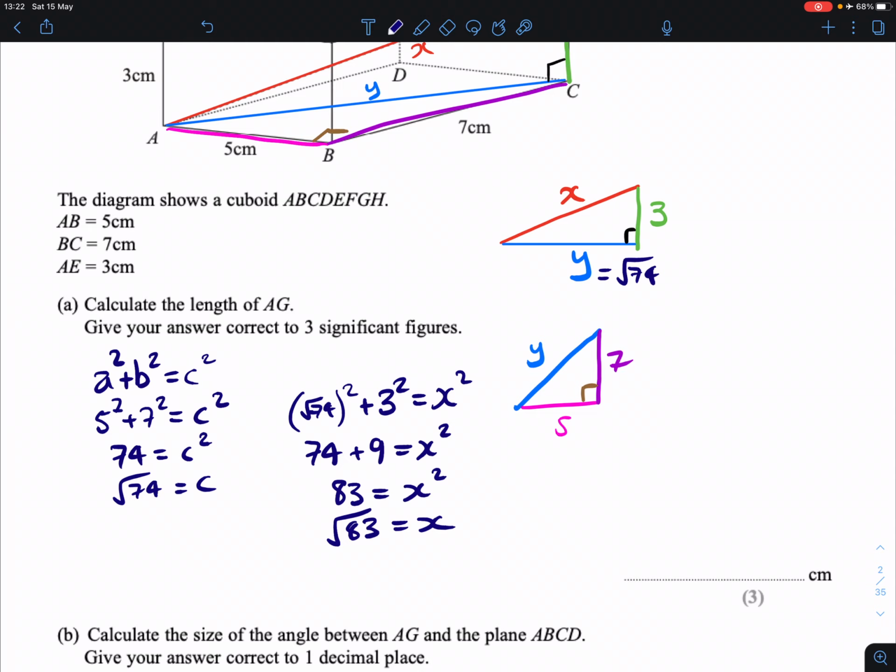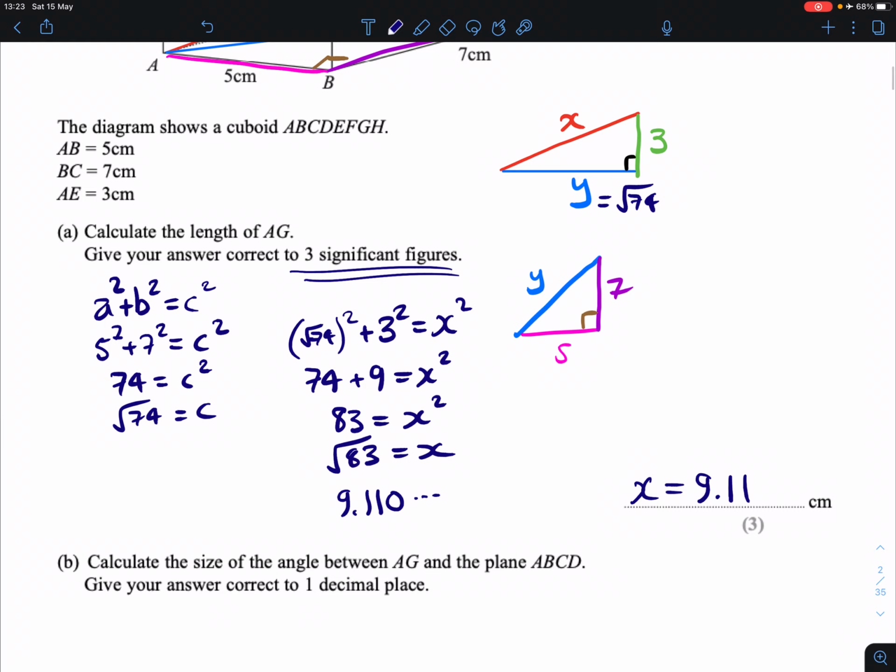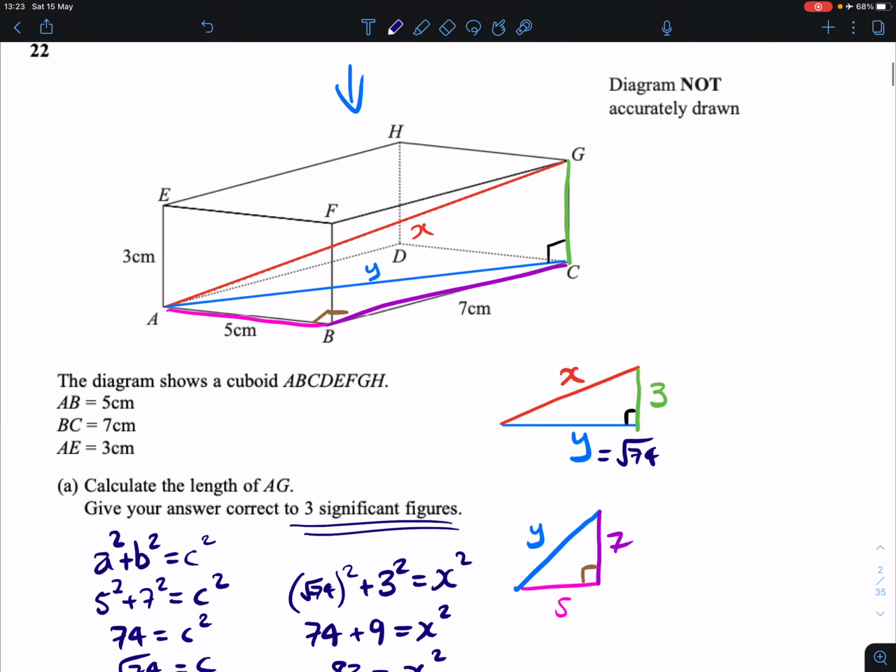Square root of 83 is equal to 9.110, and so on and so forth. And then rounding that to 3 significant figures, we get x equals 9.11. Part B, calculate the size of the angle between AG and the plane ABCD. So the plane ABCD, just to highlight this, is the surface that is on the base. That surface there. And we're trying to figure out what angle this line in x makes with that.